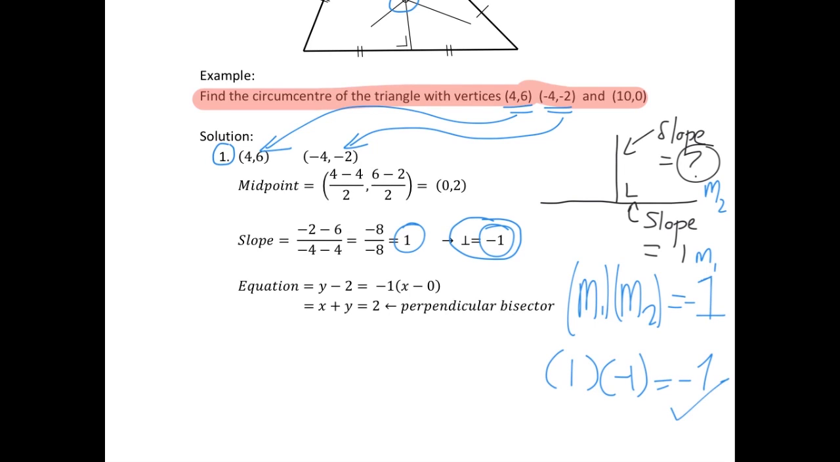Now that we have the two bits of information that we need, our point on a line and the slope of the line, we can use our equation for the line: y minus y1 equals m times x minus x1. Our y1 in this case is 2, our m is minus 1, and our x1 is 0. Filling those values in, we get the equation of our perpendicular bisector to be x plus y equals 2. That's the equation of one perpendicular bisector.